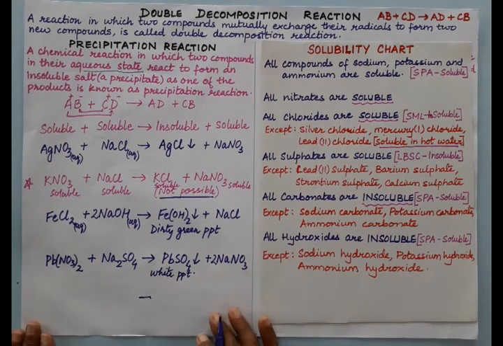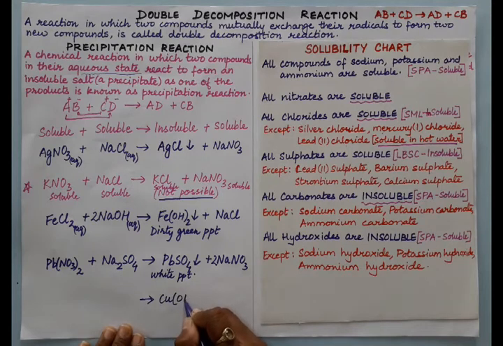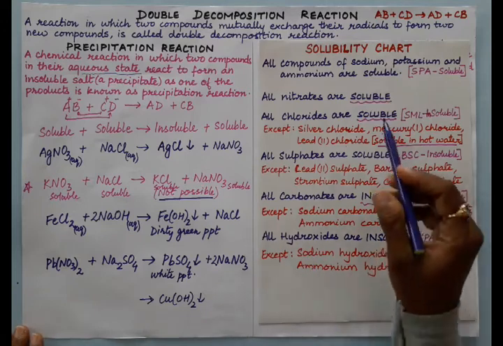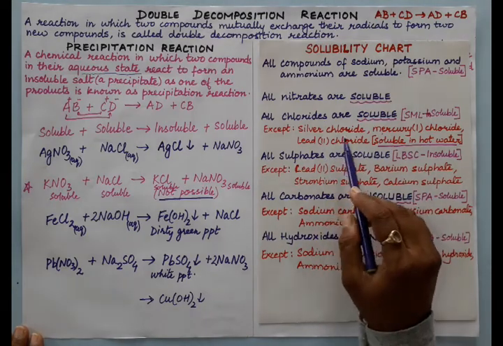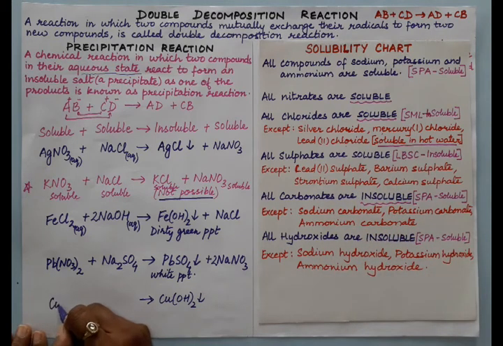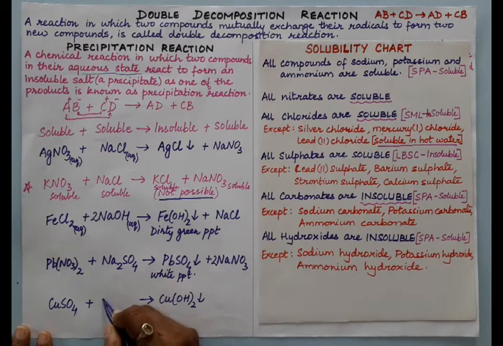Suppose I want to prepare a blue color precipitate, that is cupric hydroxide. What I have to keep in mind is that the two reactants I take must be soluble. Any compound which is soluble, say copper chloride is soluble, copper sulfate is also soluble. So let us take copper sulfate. Then we want a hydroxide. Which hydroxides are soluble? These three only: sodium, potassium, ammonium. So let us take ammonium hydroxide.